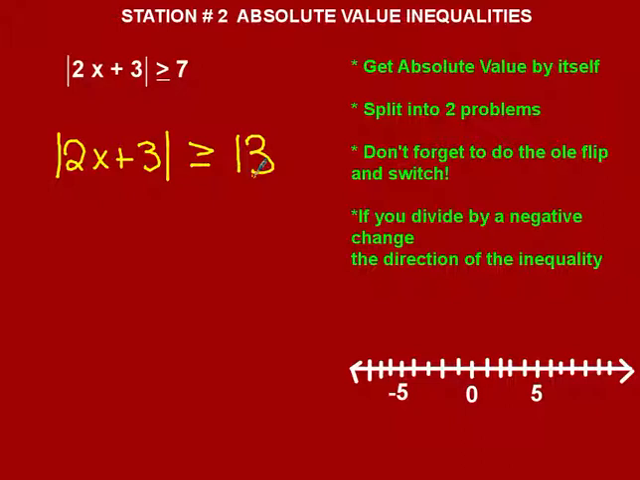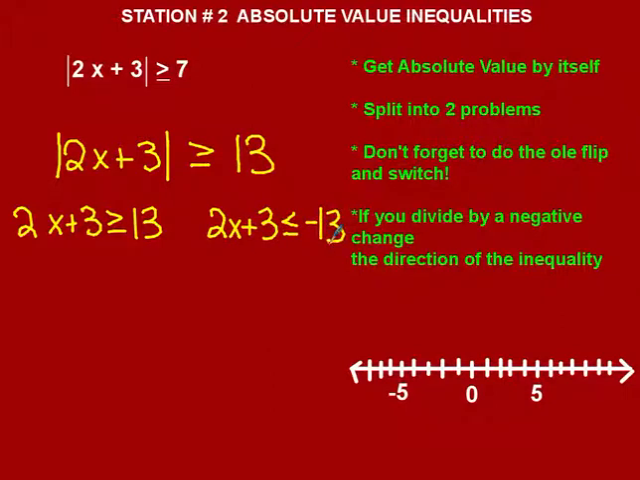So first thing, 2x plus 3, well, sure, it might be greater than or equal to 13. Or, case number 2, 2x plus 3, the old flip and switch, might be less than or equal to negative 13. You have to flip the inequality and change the sign. We've got 2 cases to solve for now, so when we subtract 3 from the other side, here's what it looks like. Looks like one of our solutions is x is greater than or equal to 5.